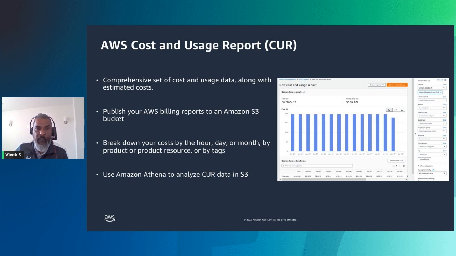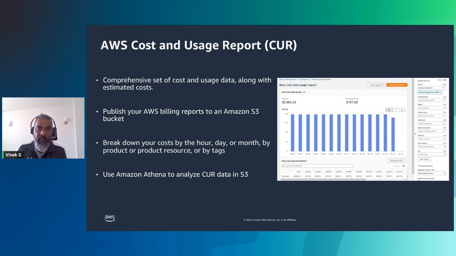And what happens if you are already using Aurora? Then how can you keep an eye on the current usage? We already discussed briefly the Aurora cost and usage report. This is an awesome report. If you don't use it, I would suggest looking at this report. It gives you a comprehensive data set of the cost and usage, and the nice thing is that it also tells you the estimated cost. You can publish your AWS billing reports to an Amazon S3 bucket, where you can query this data using Amazon Athena also.